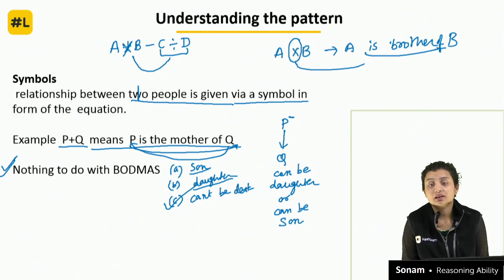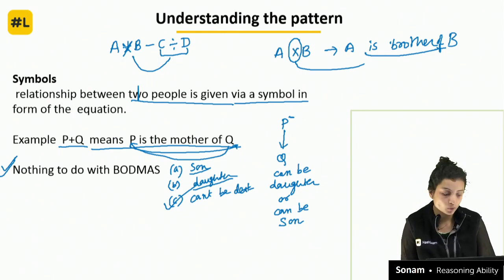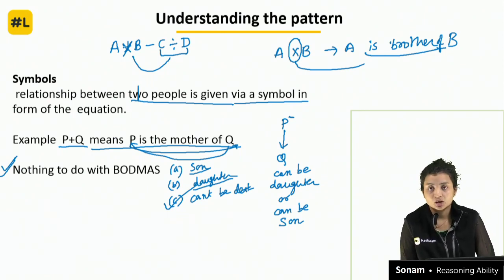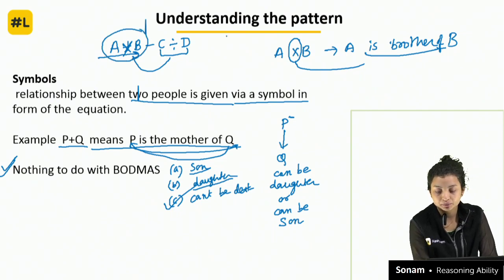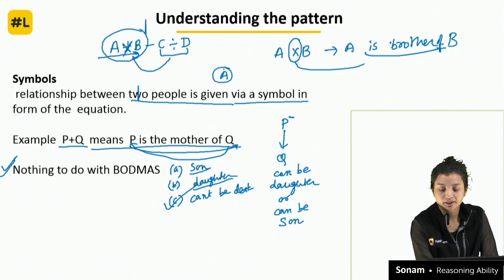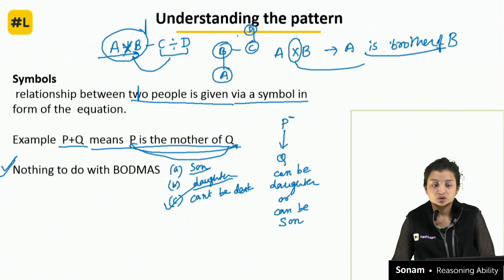Understand one thing, it has nothing to do with BODMAS. It's not about math, okay? It is only about the symbols. So you can simply go ahead from the first part. Start with A into B, first draw the family tree for that, then B minus C means something like this, then C minus C divided by D can be something like this, right? So it has nothing to do with BODMAS.